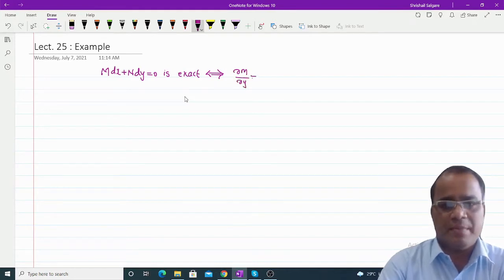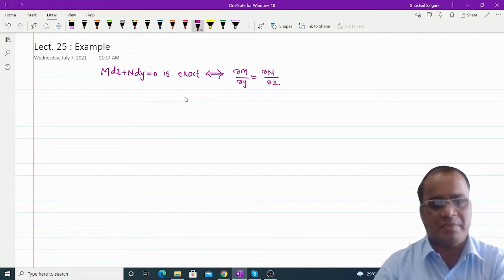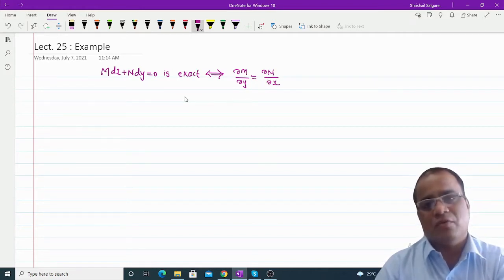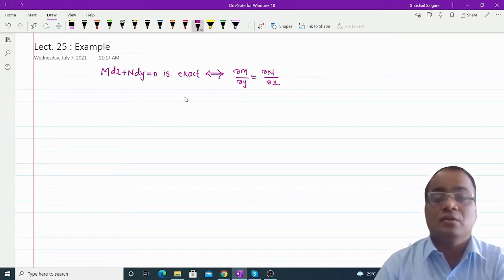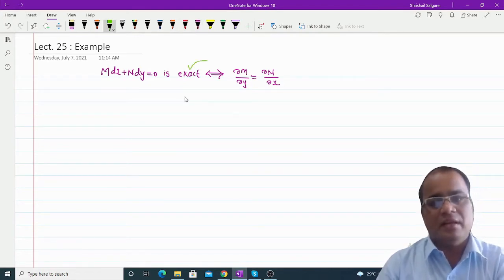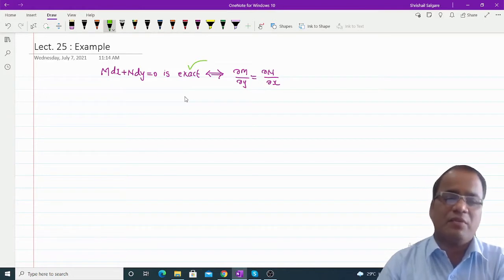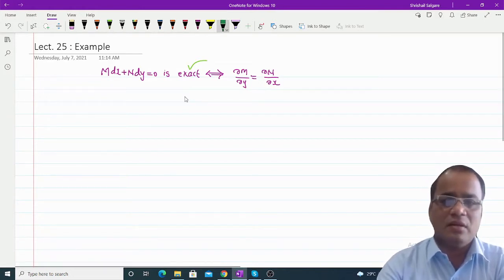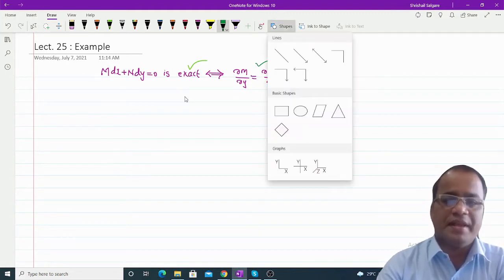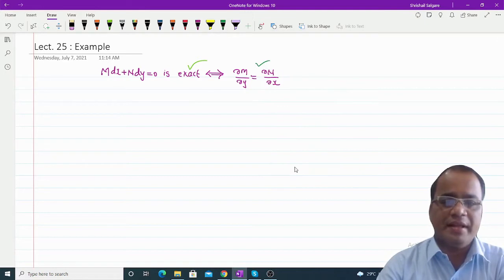Very good. So ∂M/∂y is equal to ∂N/∂x. Here I say this is a necessary and sufficient condition, meaning suppose you have an equation M dx plus N dy equal to 0 with these two partial derivatives equal, we say the given equation is exact. In another way, suppose an equation M dx plus N dy equal to 0 is exact, then definitely these two derivatives are equal. Further, we have seen the rules for finding integrating factor.